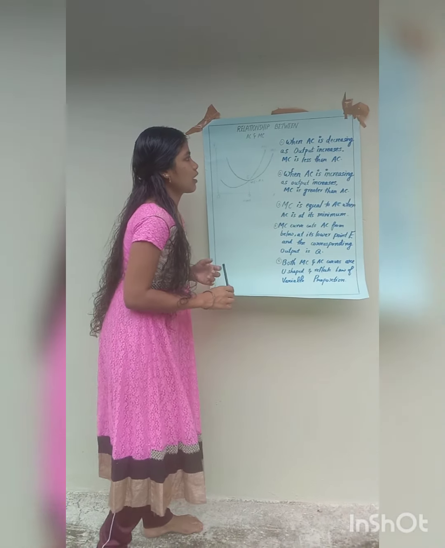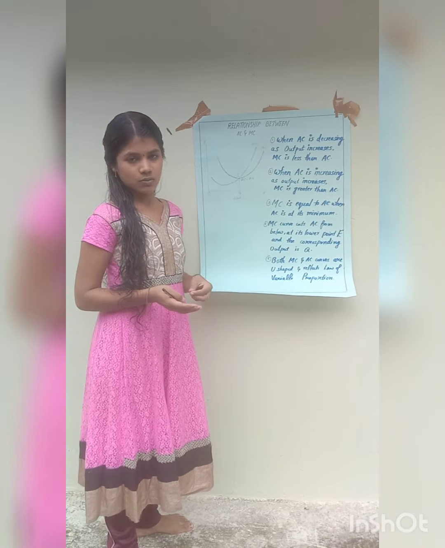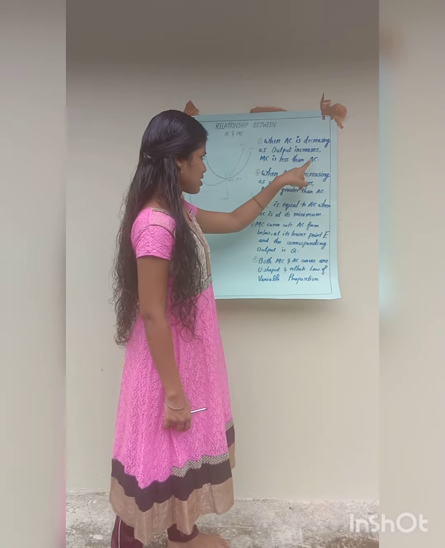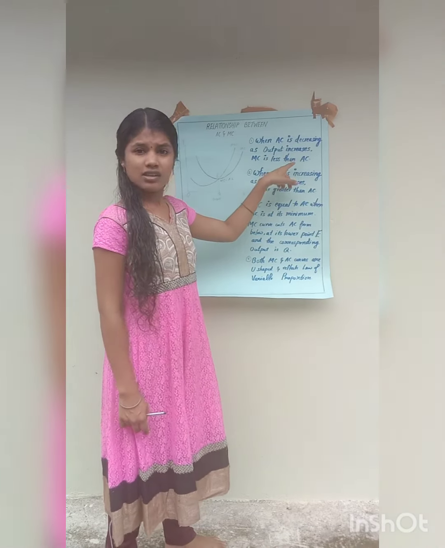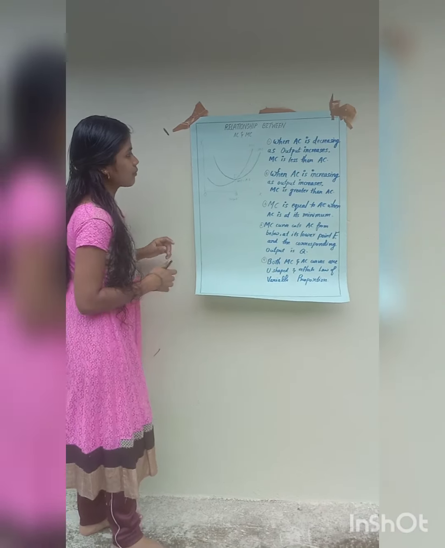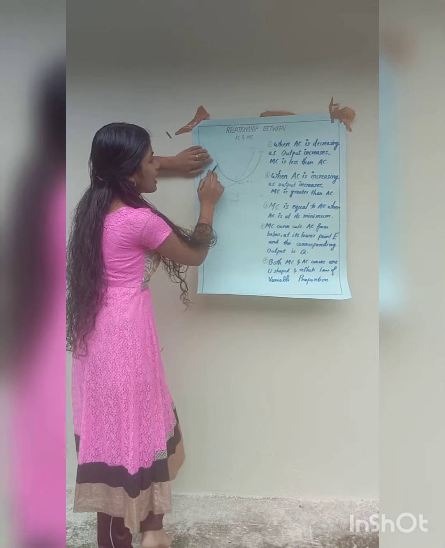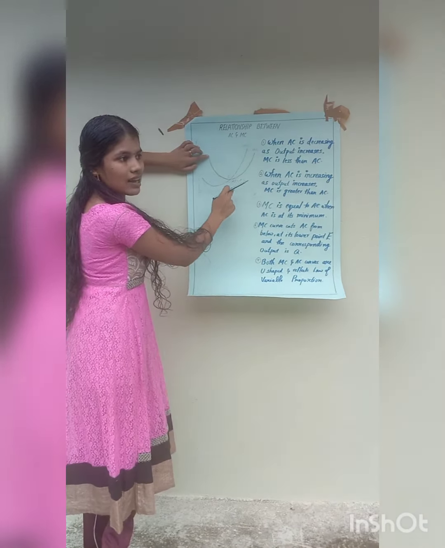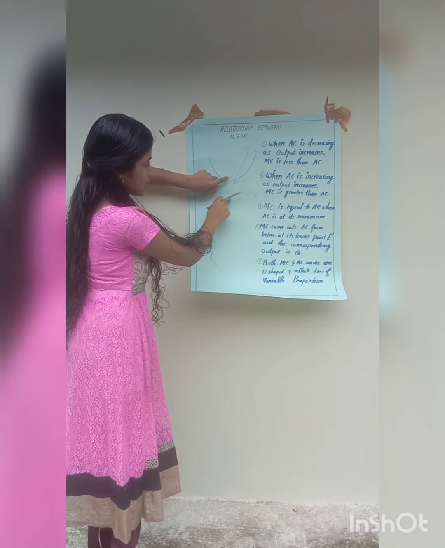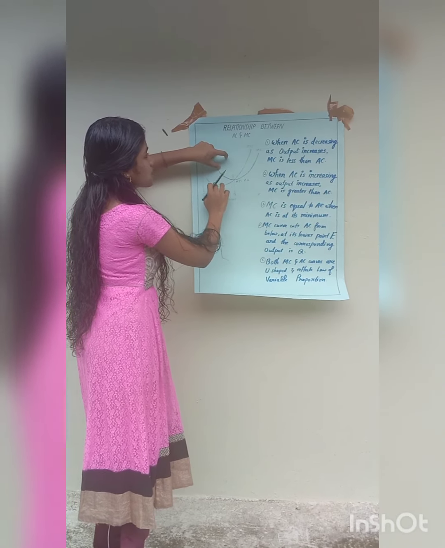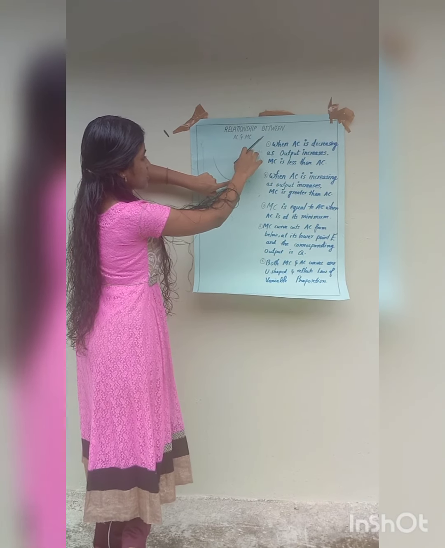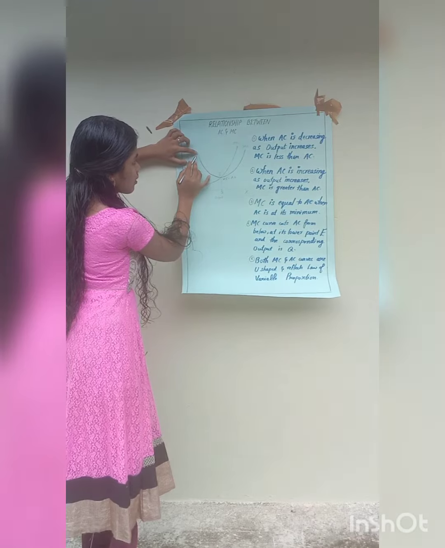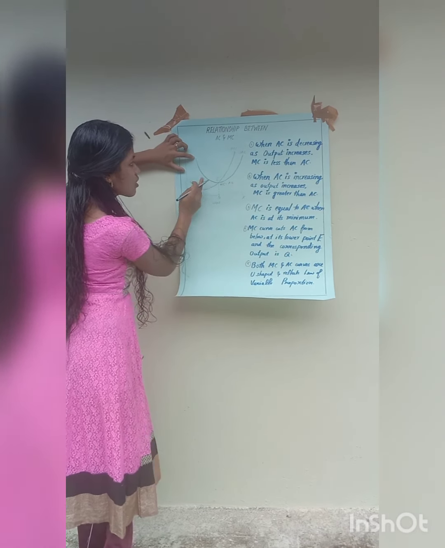Then let's look into the relationship between AC and MC. When AC is decreasing as output increases, MC is less than AC. Let's look into this figure. While the AC is decreasing as output increases, the MC will be less than AC. Here the figure clearly shows that when the AC is decreasing, the MC curve is below.